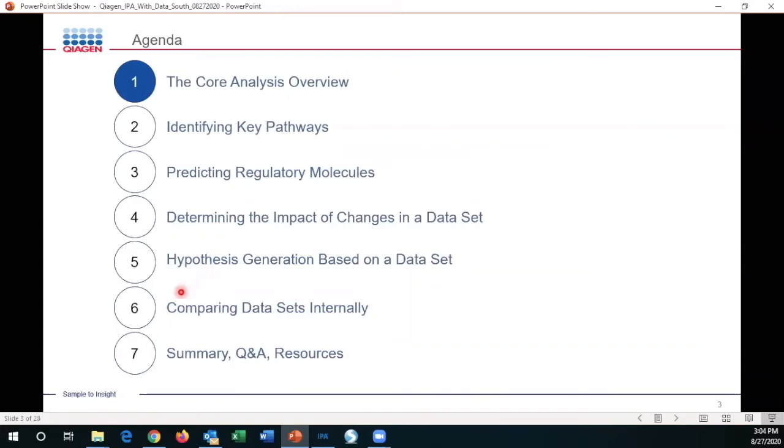Lastly, we'll focus on comparing data sets internally. In Monday's session, we will talk about how you can compare your data to public data sets that have been pre-processed in IPA. But for now, we're talking about internal comparisons. This will be in the context of things like, as I mentioned earlier, different treatments, different time points, different disease states, or even different cell types within single cell data. So we'll look at a couple of examples that reflect those different types of studies that you may have.